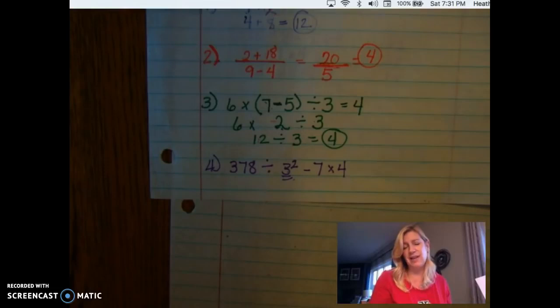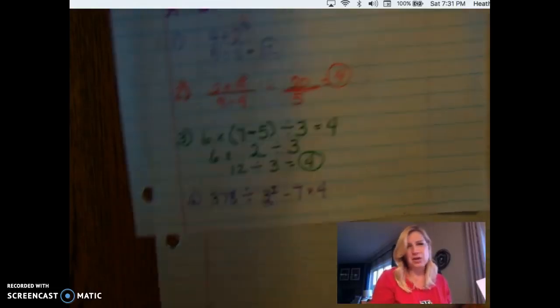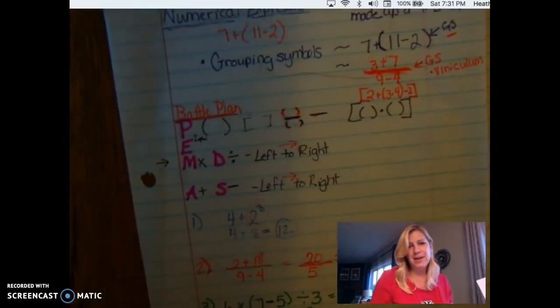I've always enjoyed the order of operations and your strategy for attacking the numbers, your battle plan. All right, have a fun lesson. See me if you have questions.